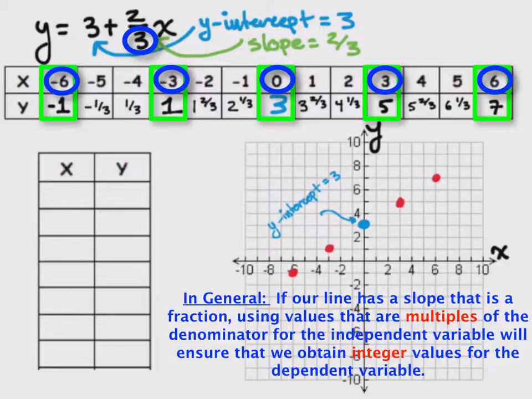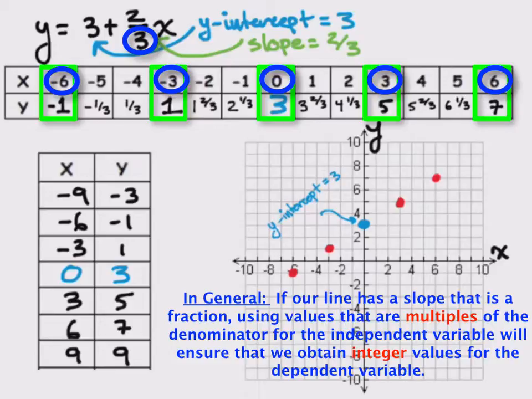So a more efficient table of values that we could have made would be to center our x values at 0, and of course that's our y-intercept, and then use x values that are only multiples of 3 to find our nice integer y values. Now I'd like to talk a little bit more about the slope of 2/3 and how it shows up on our table of values and how it shows up on our graph.